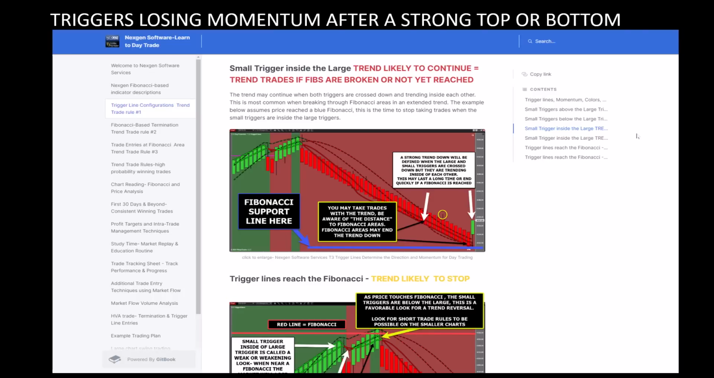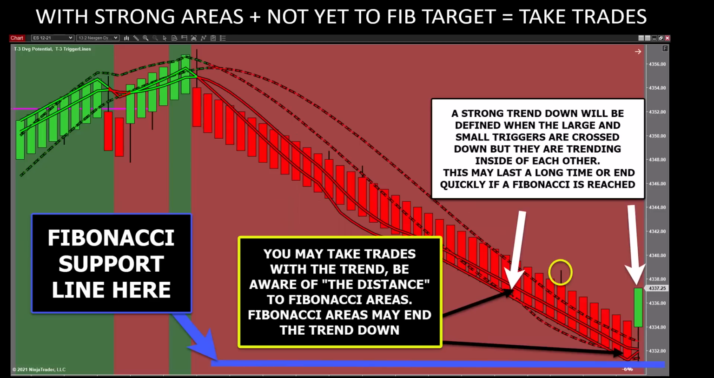One of the things that's in the trigger line configuration section that people initially have a little hard time with, because again, let me blow up this picture right here. The concept is when the triggers are inside of each other, can I still take a trade? So understanding whether or not you have a great top is very important for taking trend trades. And again, these are pretty easy looks, right? Super strong, you're going to go short. Once the triggers get inside of each other, you can still take trades with the trend as long as you haven't reached the ultimate target.